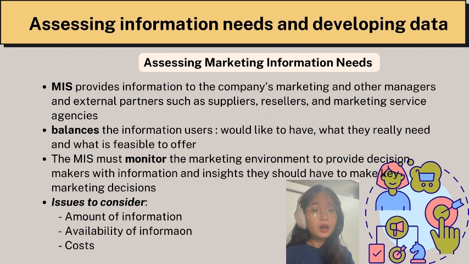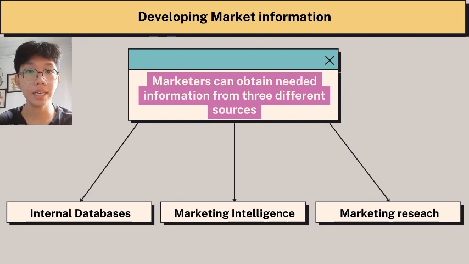The issues that managers should consider are, first, whether the amount of information is too large or too small; second, the availability of information; and lastly, the cost. Okay, so after identifying the information that we need for our decisions, we have to develop market information. Marketers can obtain their information from 3 sources. The first one is internal data, the second is marketing intelligence, and the last one is marketing research.